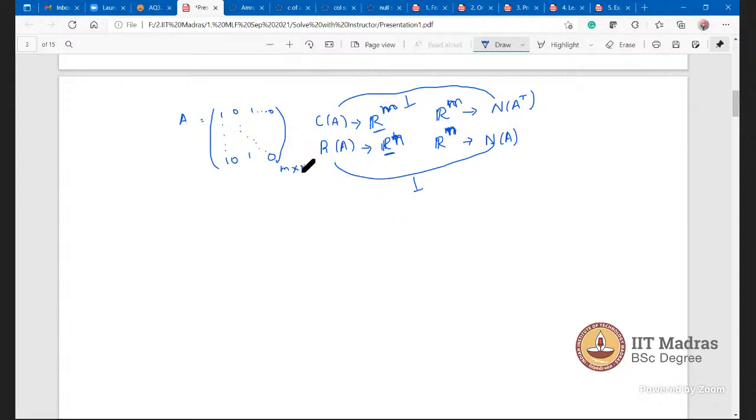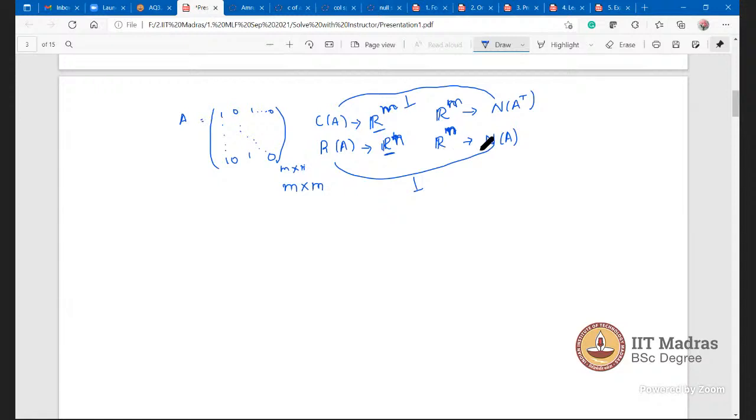Otherwise, say for example it is not an identity matrix. It is a normal matrix with m cross m dimension, a square matrix. In that case, null space is a subspace within the column space, right? Null space is a subspace of column space.